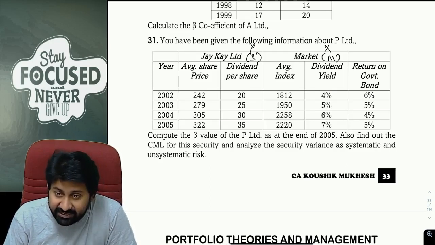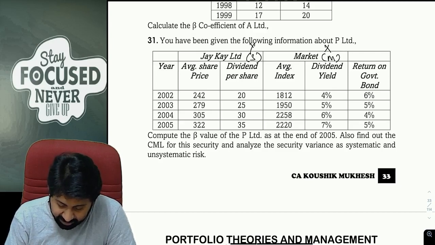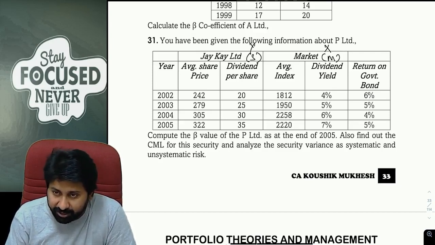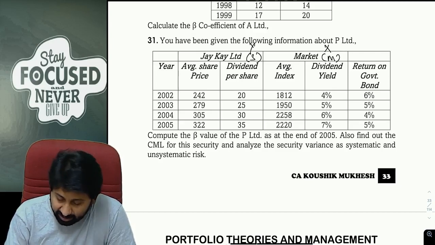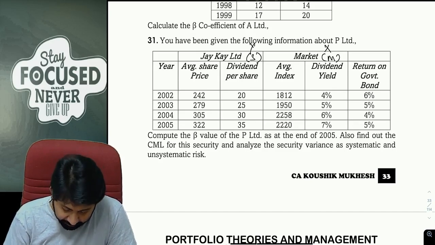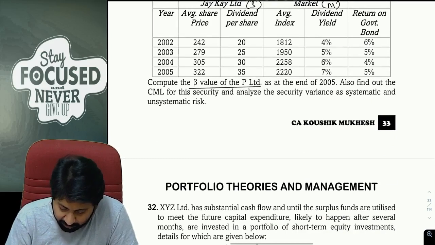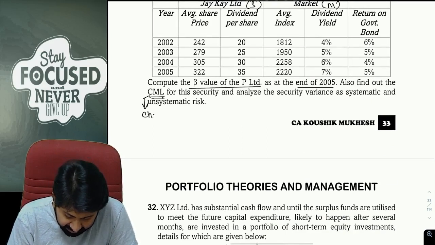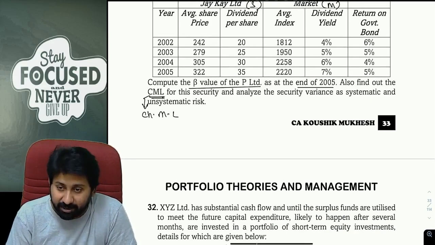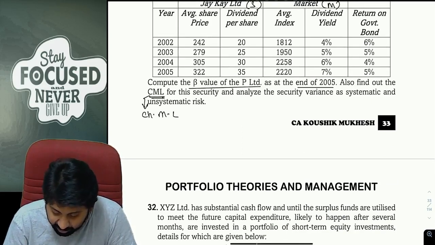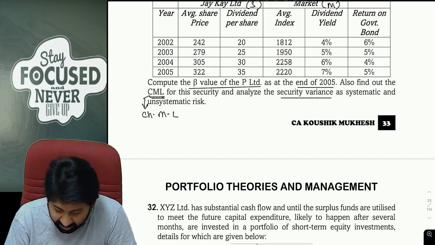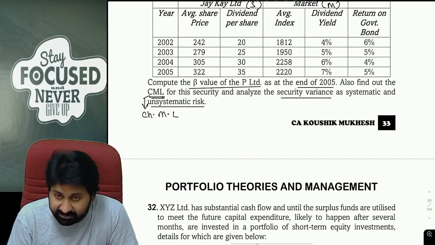Market average index: 1950, 1812, 1950, 2258, 2220. Dividend yield is given. Return on the government bonds is given. Compute the beta value of P Limited as at the end of 2005. Also find out CML for this security, meaning characteristic market line, not capital market line, and analyze the security variance as systematic and unsystematic risk.